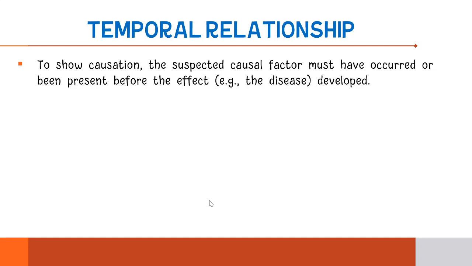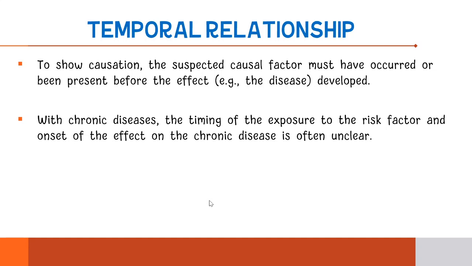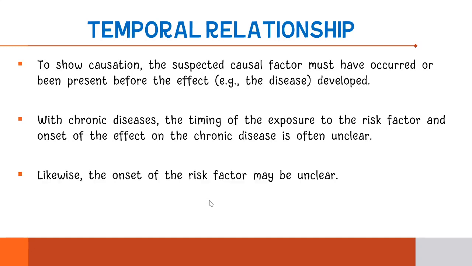Now, with chronic diseases, the timing of the exposure to the risk factor and onset of the effect of the chronic disease is often unclear. For example, if you have cancer, when did that cell become cancerous? Or if kidney stones formed, when did they first form? Or when did your atherosclerosis begin? So these are certain questions that we should ask with regards to chronic diseases.